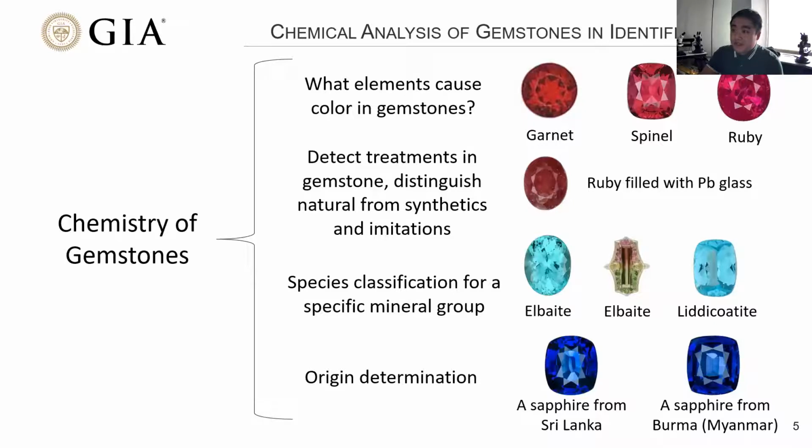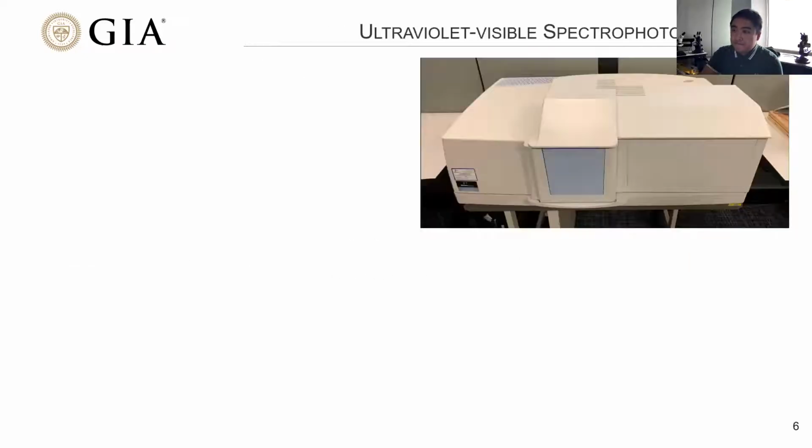Analyzing a gemstone's chemistry accurately has been very important for modern gemology. The chemical information of a gemstone can help us understand what elements cause color in gemstones, help us detect the treatments in gemstones, distinguish natural from synthetics and imitations, classify different species for a mineral group, and know where a gemstone is from. First, let's talk about what elements cause color in gemstones.